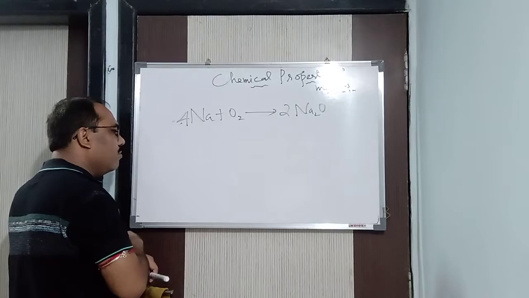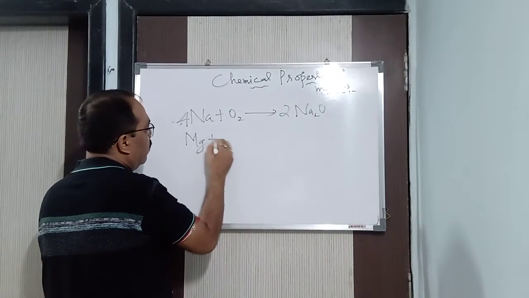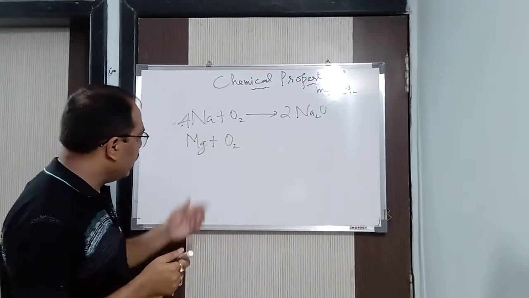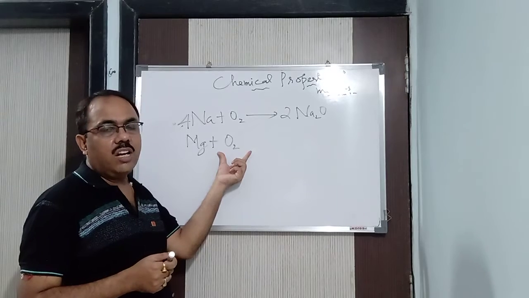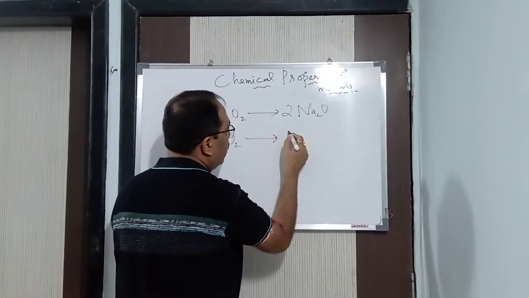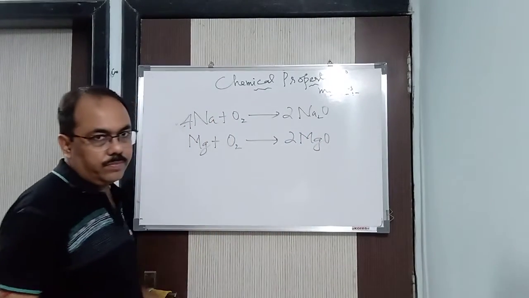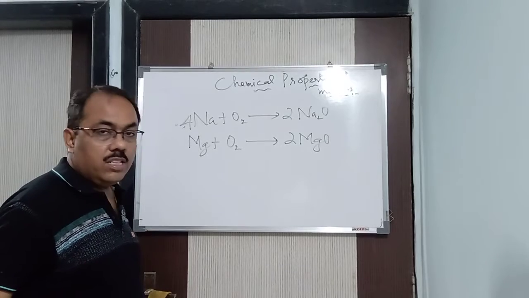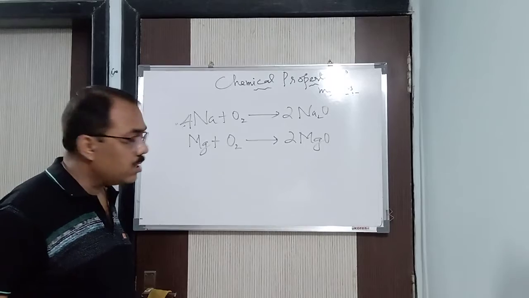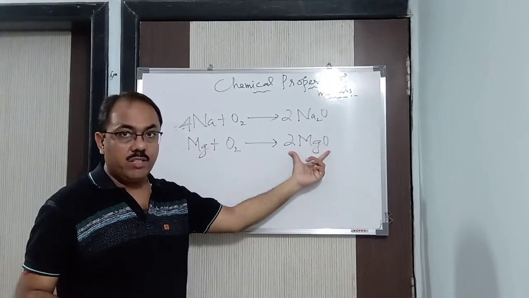Now, after that you come to magnesium. If you take burning magnesium, you have to put it in a gas jar of oxygen. It burns with a dazzling white light. Remember it. It burns with a dazzling white light to give a white residue, that is magnesium oxide.